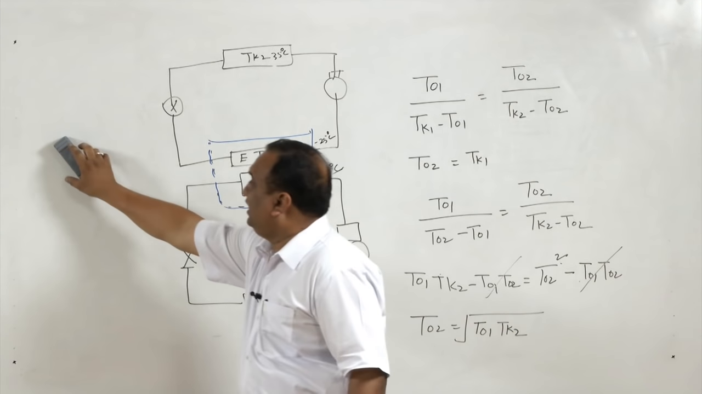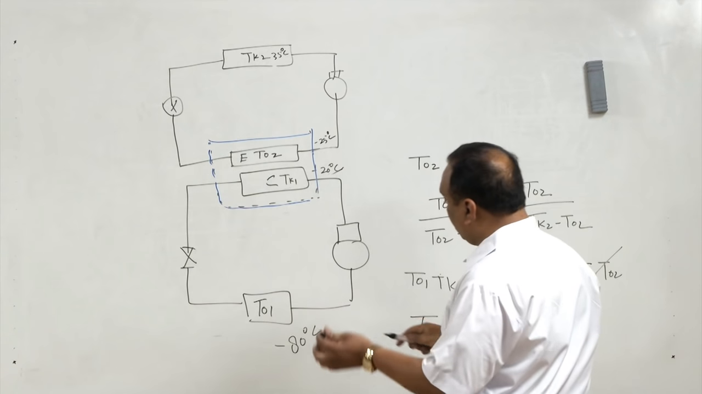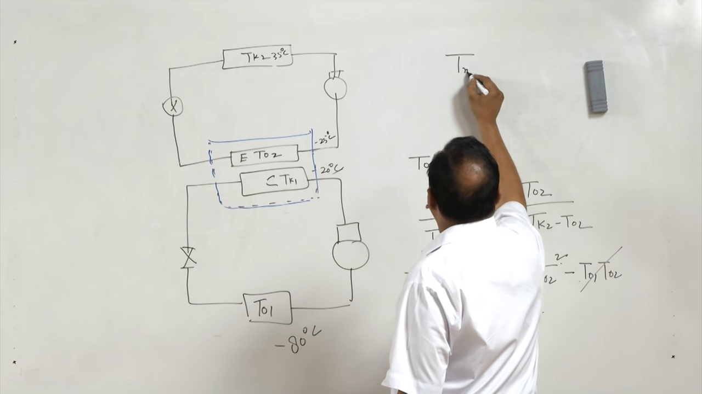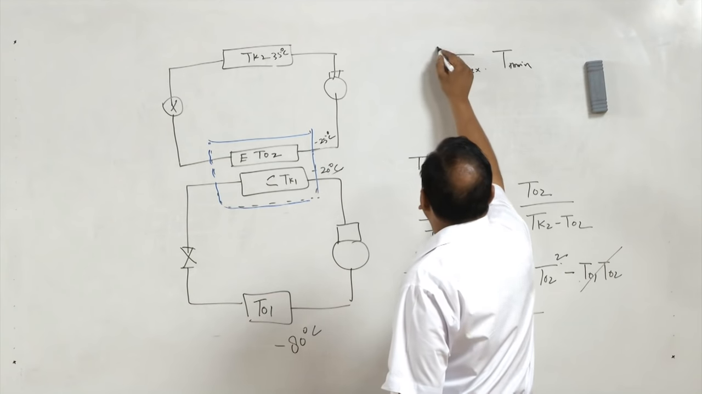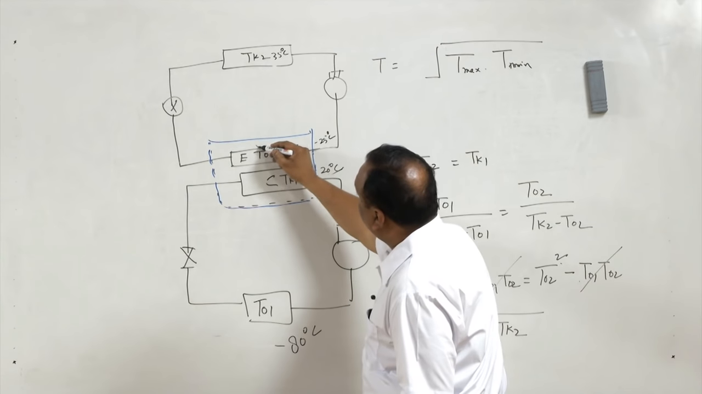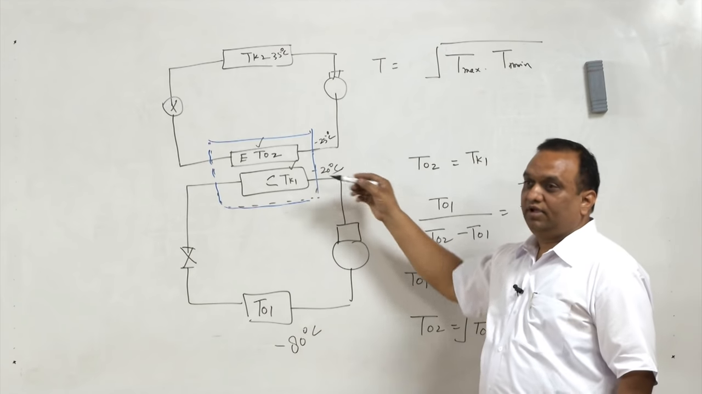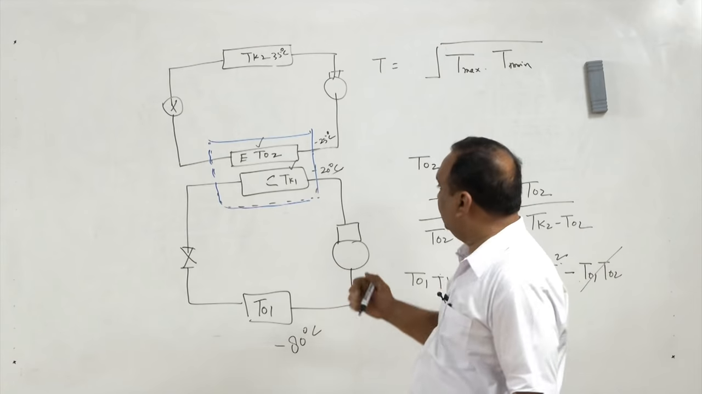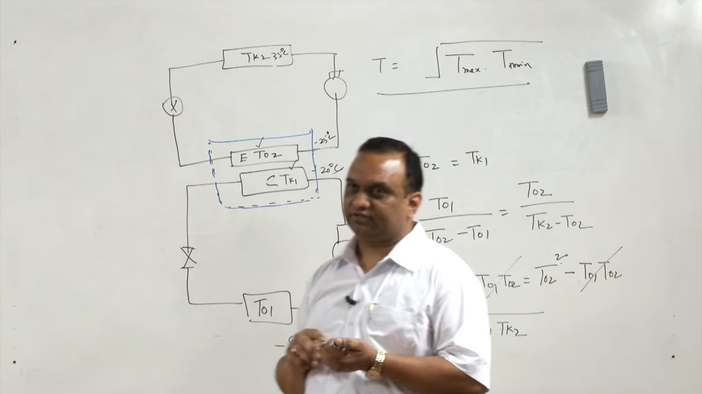So, in a cycle, if I want to develop a cascading system for a temperature range of T max and T minimum, I take the square root of T max multiplied by T minimum of the cycle. This is going to be the temperature of the evaporator or condenser of the high pressure or low pressure cycle. For the sake of heat transfer, we can have some adjustment in the temperature values so that we can attain a design of a realistic system.